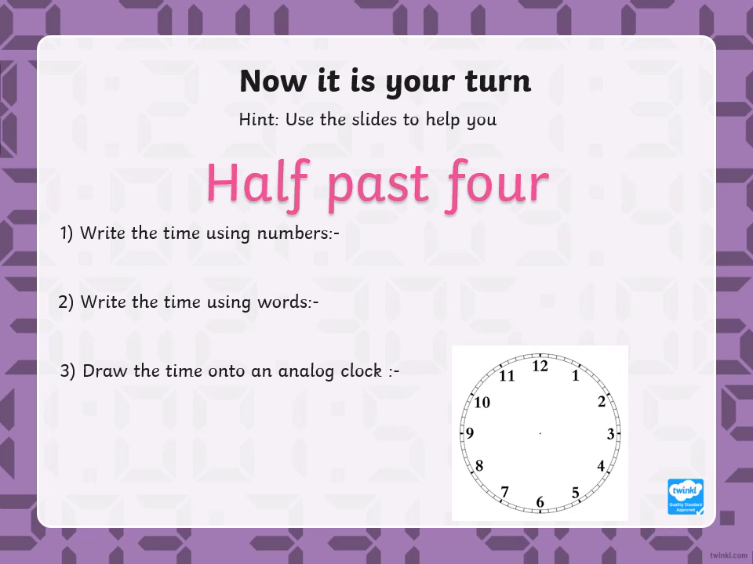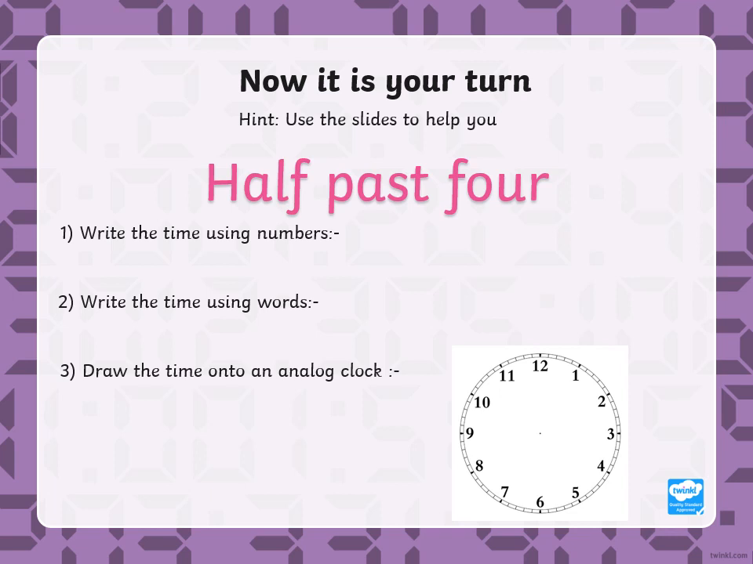Okay, so the first thing we're going to do is write the time using numbers. So we've got a time written up here in the pink, half past 4. So we want you to be able to write this using numbers, just like on the digital clock. We also want you to be able to write the time using words. So this says 4:30, but what's another way that we could write it, but it still means the same time?